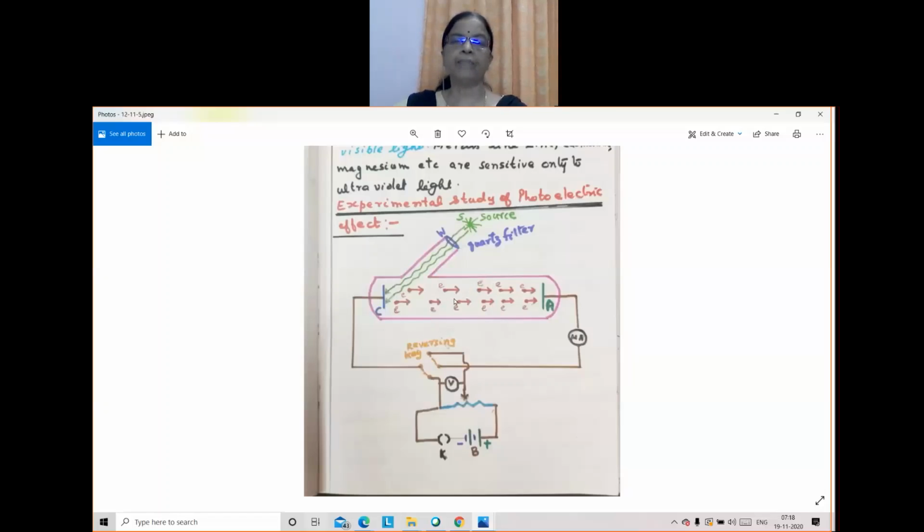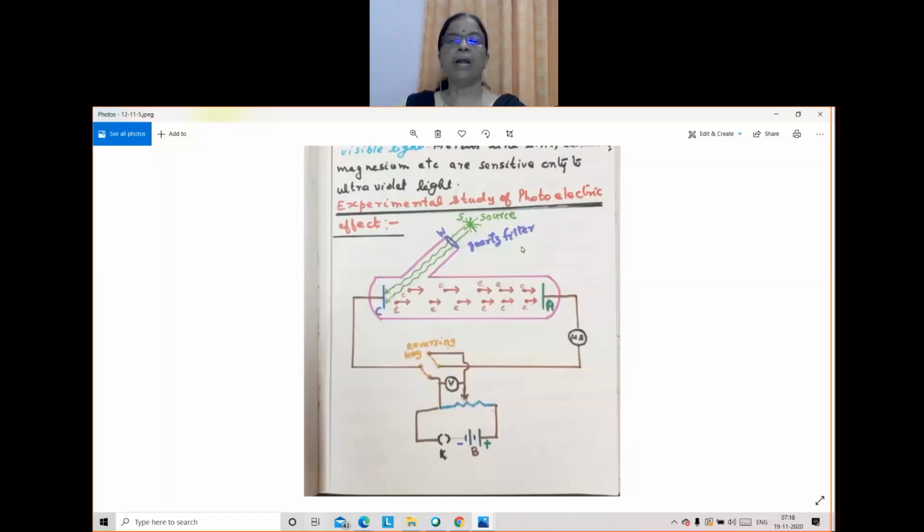Next factor is potential. By increasing the potential, what happens? See, this is the arrangement for changing the potential. So, first I connected a battery of, for example, 3 volt. Then I made 5 volt. Then 7 volt, 8 volt, like that. I am increasing the voltage. That means A is made more and more positive.